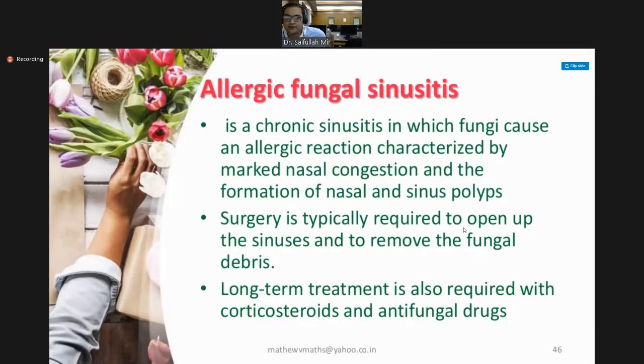We talked about allergic fungal sinusitis, which is a chronic sinusitis caused by fungi causing an allergic reaction. Surgery is required to open up the sinuses and remove the fungal debris. Long-term treatment is with steroids and antifungal drugs. But again, corticosteroids can cause the fungi to colonize again. So you have to find the balance.